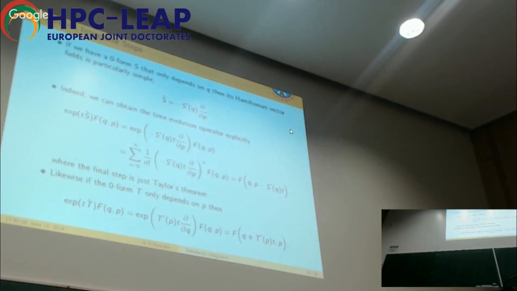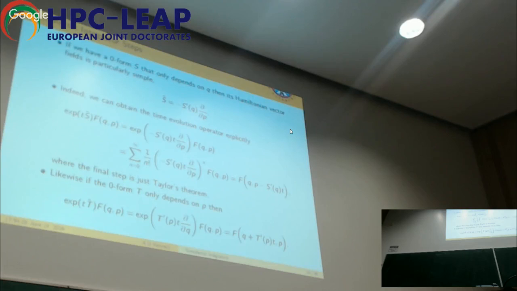Okay, this is due to the symplectic nature of this thing. And likewise, if I have a zero form T, like kinetic energy, which only depends on the momentum, doesn't depend on the position coordinate, then I can also write down an explicit integrator for a finite time step, e to the t times T hat, where T hat is the Hamiltonian vector field corresponding to T. So notice this time it is just T prime of p, but with no minus sign. So that just corresponds to a shift in the first argument of f by an amount T prime of p times the time step, the time interval t.